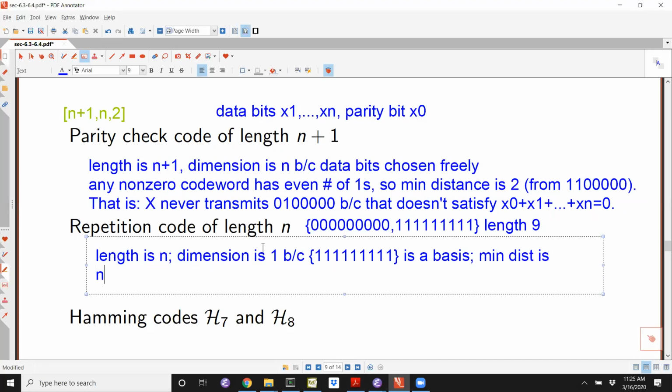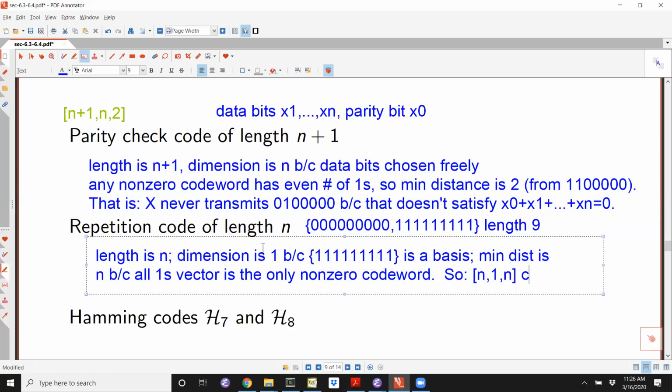It's n. That's right. It's n because the all ones vector is the only non-zero code word. So the stats on this code: this is an (n, 1, n) code.